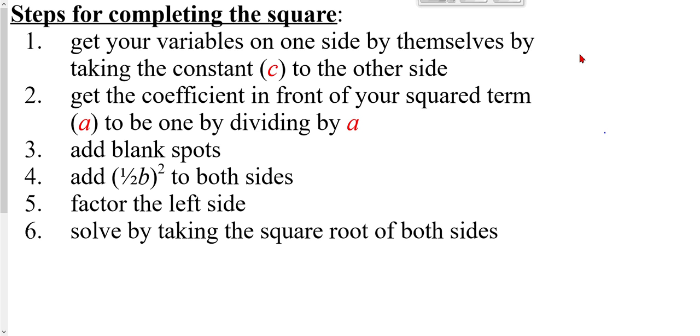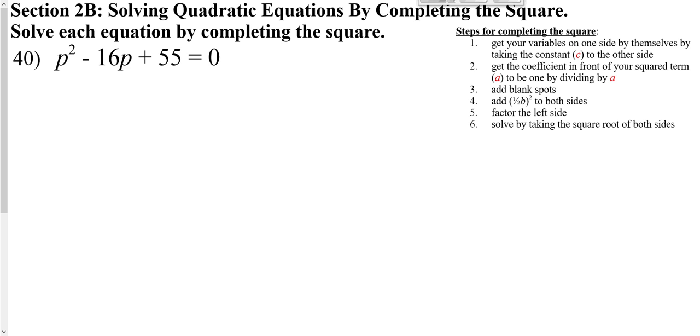Then you add a blank spot at the end on each side, and then we go half of b squared, and that's what we add to both sides. Then you factor the left side, and then you finish solving it. So let's go through that on a couple of problems.